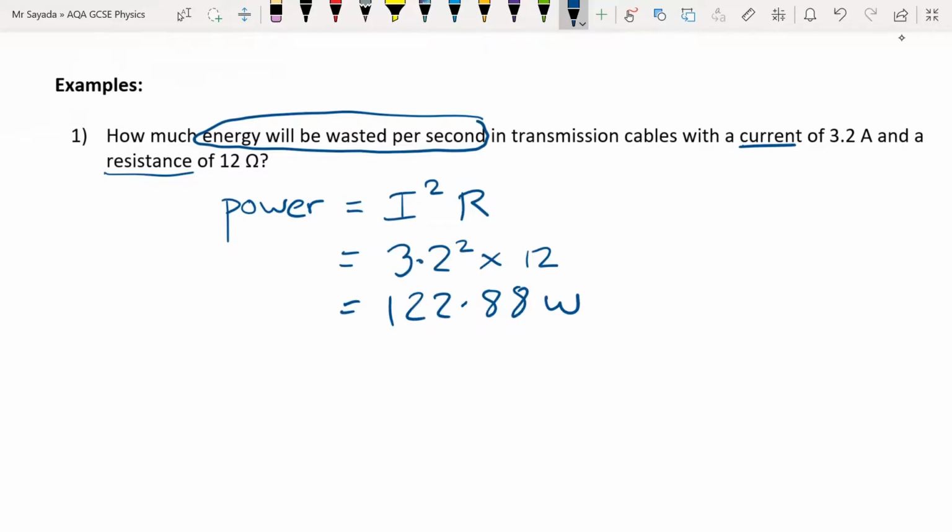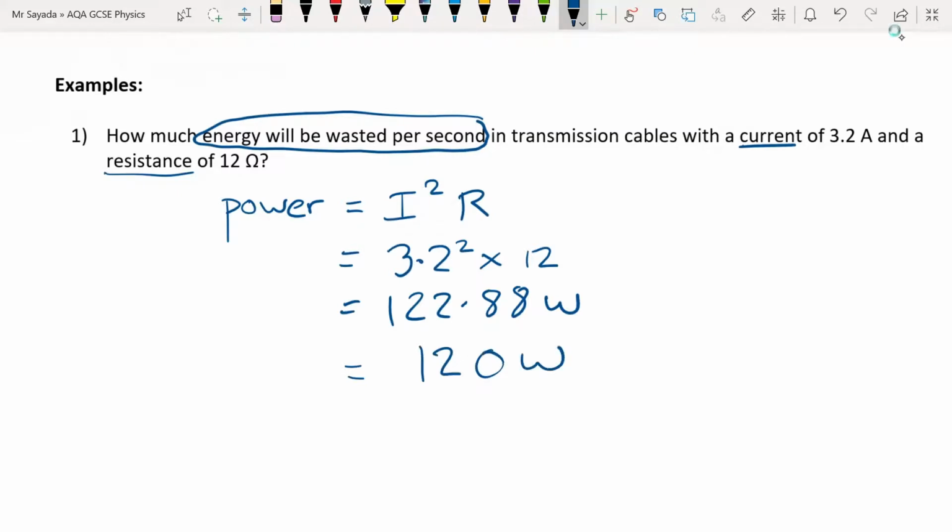Say your answer to the video. Both numbers in the question were to 2 significant figures. So let's give our answer to 2 significant figures. What is this number to 2 significant figures? Hopefully you've said it's 120 watts.